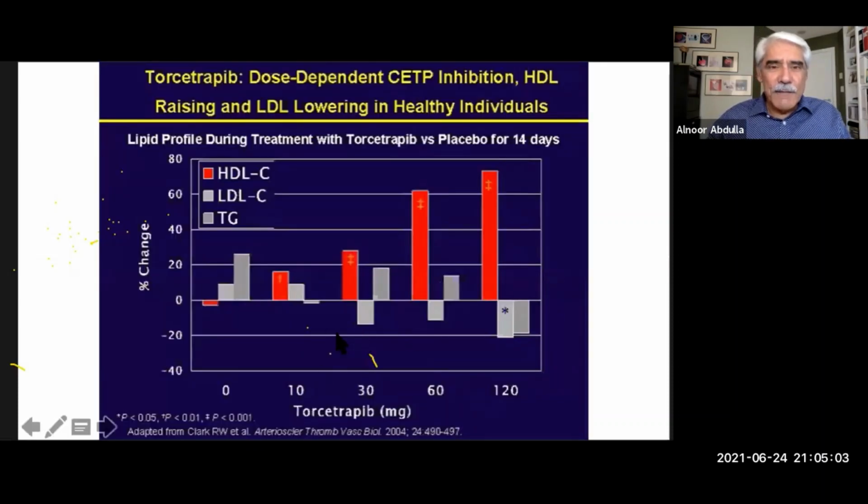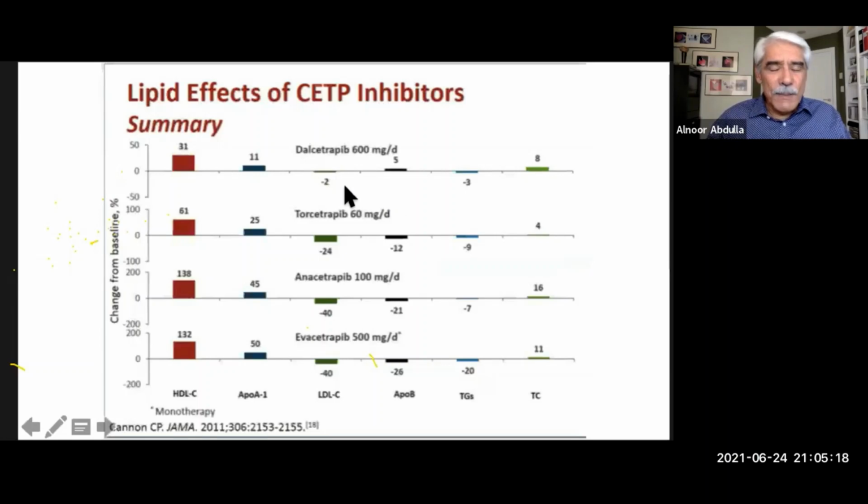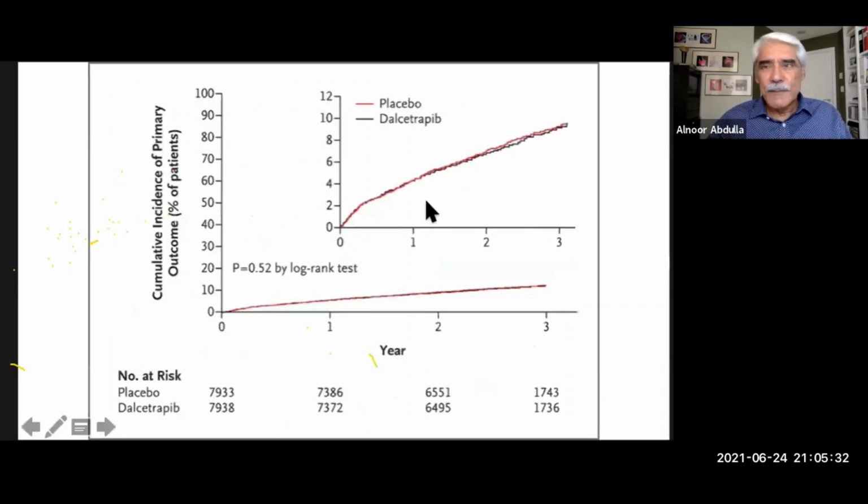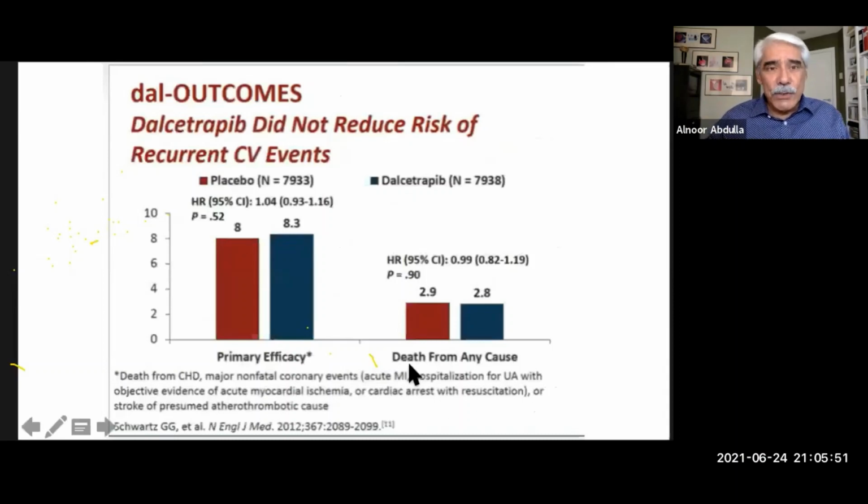Okay, so we gave this CETP inhibiting drug, torcetrapib, and in the clinically used dose, it raised HDL dramatically. And all the -ibs, dalcetrapib, torcetrapib, whichever, they all raised HDL, and some of them raised HDL dramatically. Well, when we ran the trial, in the dal-OUTCOMES trial, zero benefit compared to patients who were taking other lipid-lowering therapy. And in this group, they were taking the same other lipid-lowering therapy and dalcetrapib. All right, so this was dalcetrapib in the dal-OUTCOMES trial.